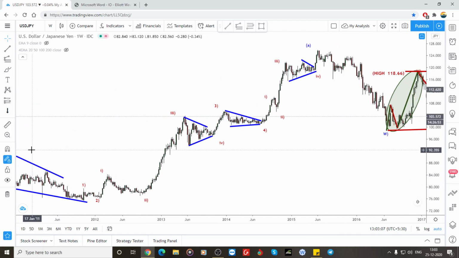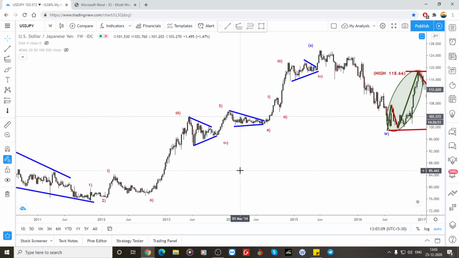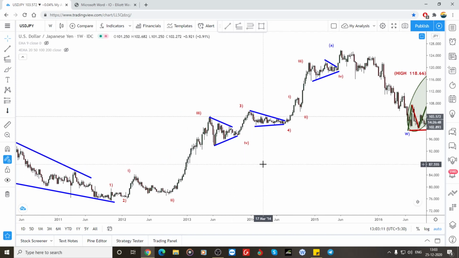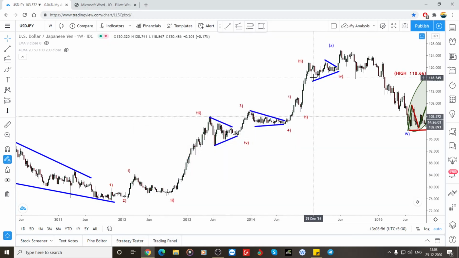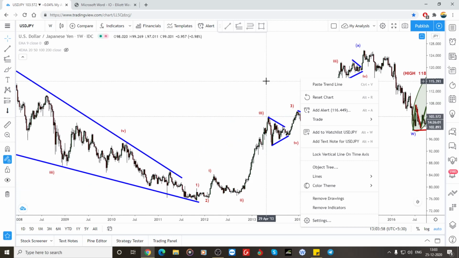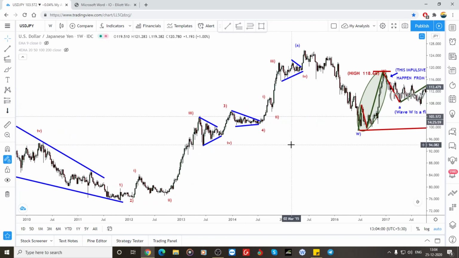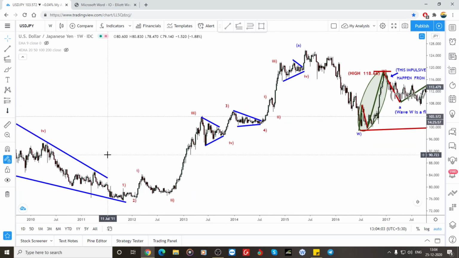Don't concentrate on the left and right. I will show you here. Yeah, there was a little bit of disturbance, that is why I paused. So let's move on to this. Here we find this kind of impulsive wave.